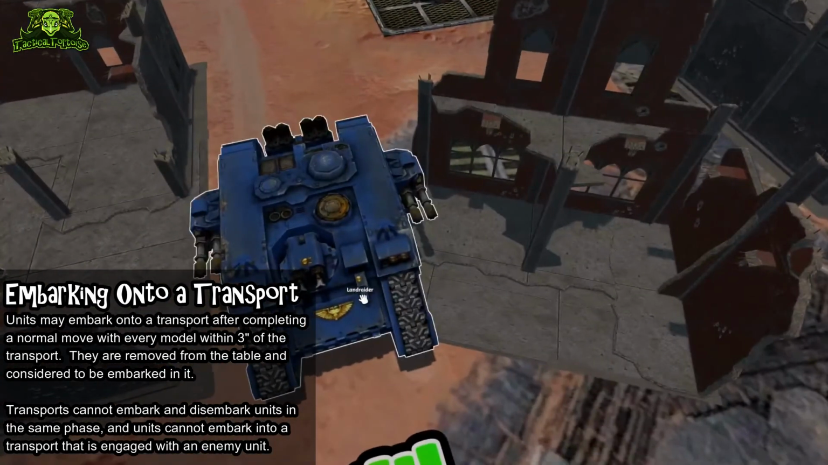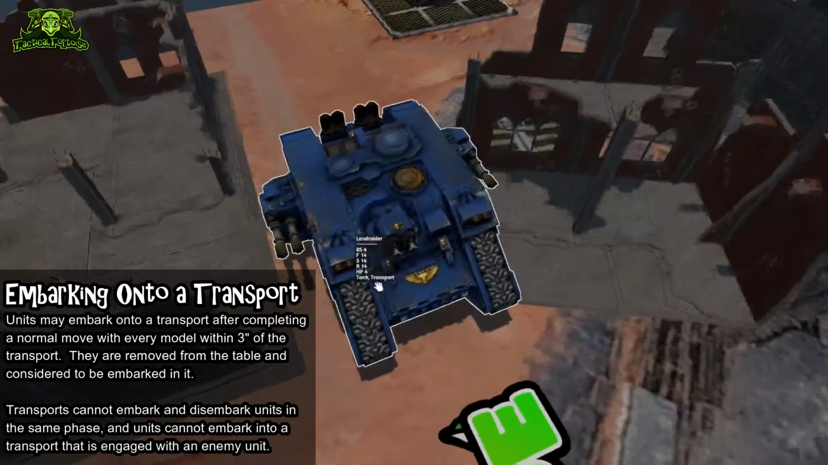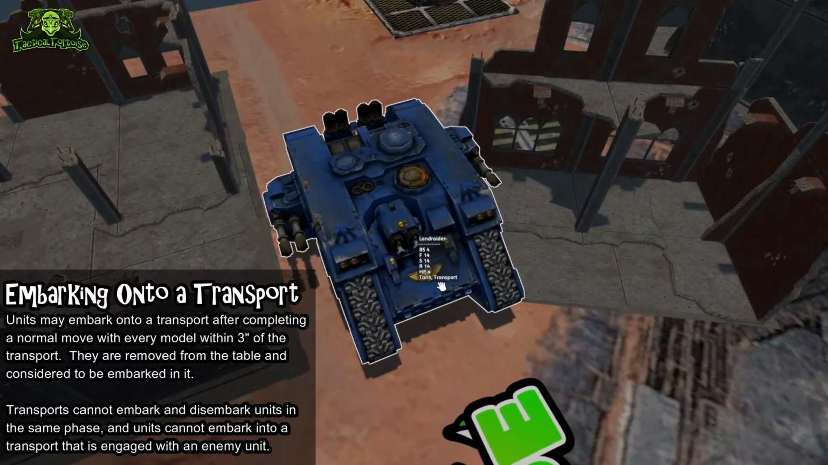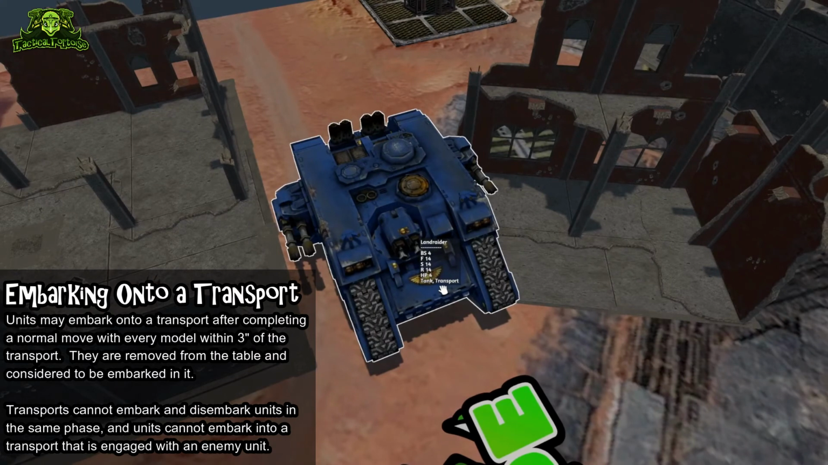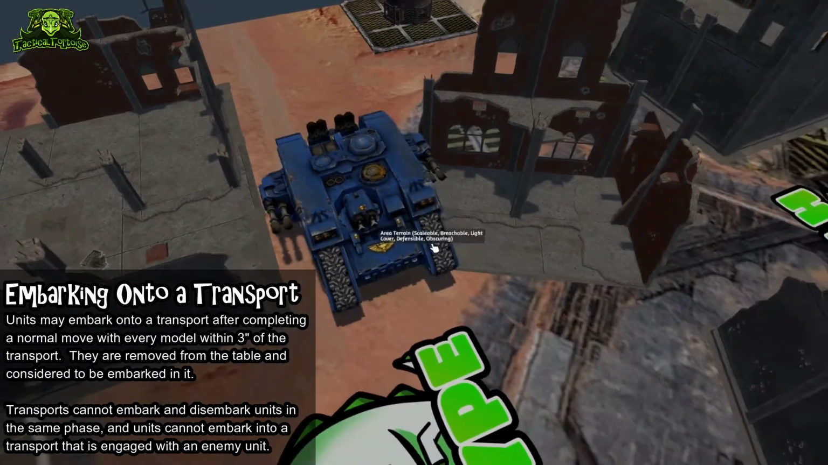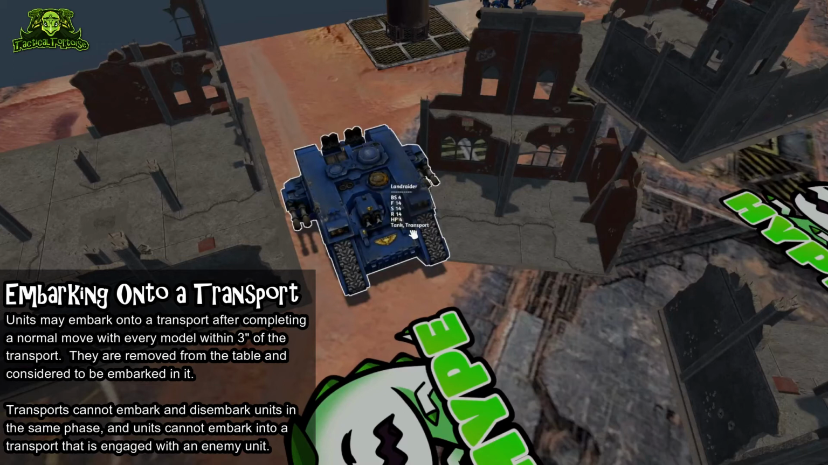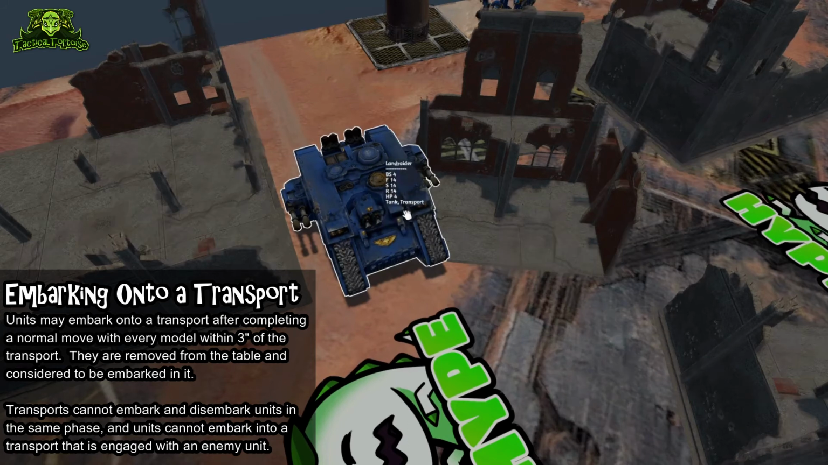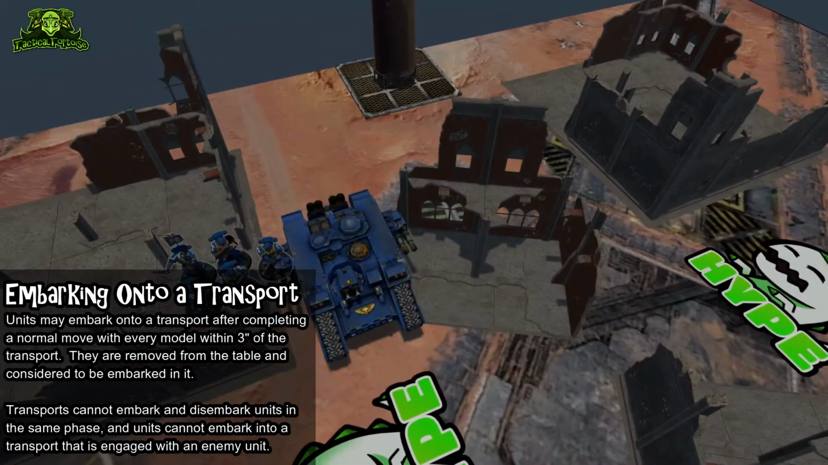The transport can then hold them in its bay for a while or disembark them immediately next turn, whatever you want to do. And it's also important to note that this can trigger off any normal move, advance, or fall back, which means if you have the ability to make any of those specific types of movements outside of your movement phase, you could potentially be moving back into the transport outside the normal time that you would be doing so.